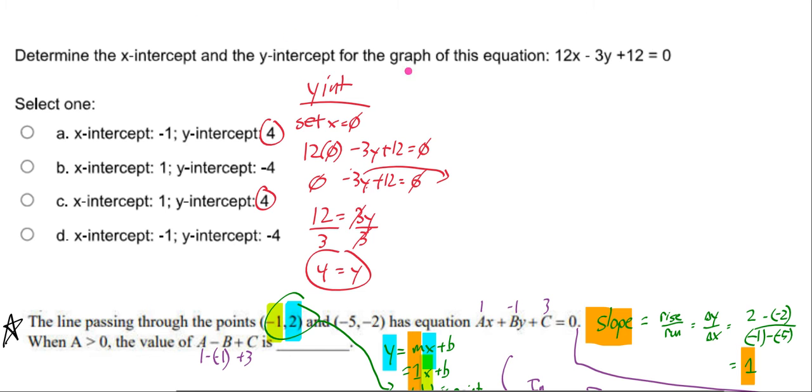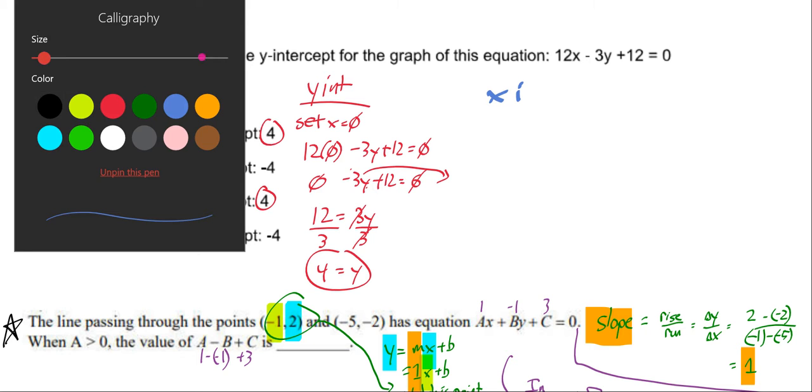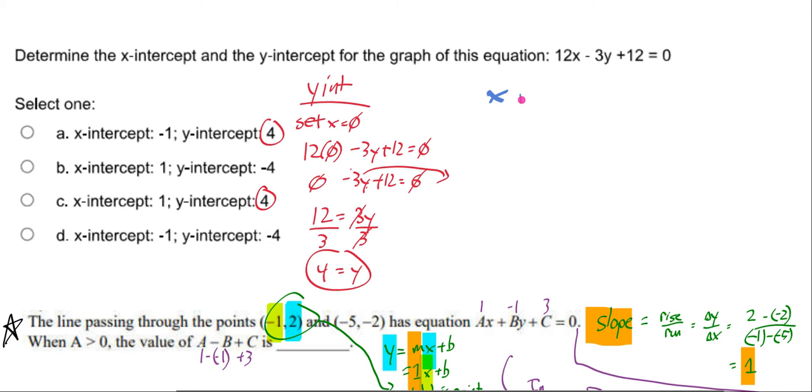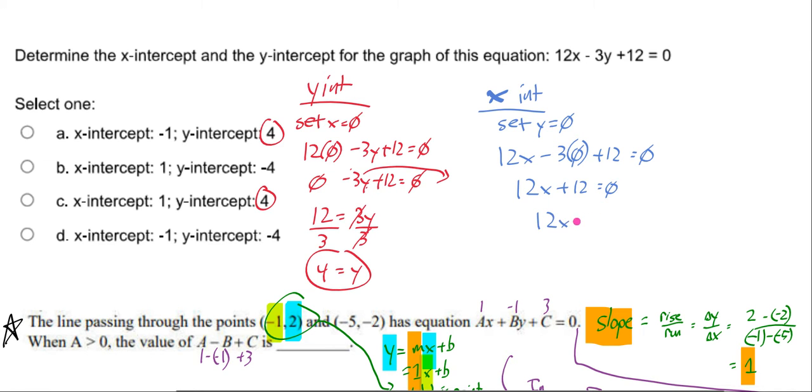And for the x-intercept, I'm going to have to make this pen a little bit smaller. For the x-intercept, we do the same thing, only we change the letters around. We set y equals 0, solve for x. So 12x minus 3 times 0 plus 12 is 0. 12x minus nothing plus 12 is 0. 12x is -12. And to get x, I need to divide both sides by 12. -12 by 12 is -1. So we're looking for an x-intercept at -1 and a y-intercept at +4.